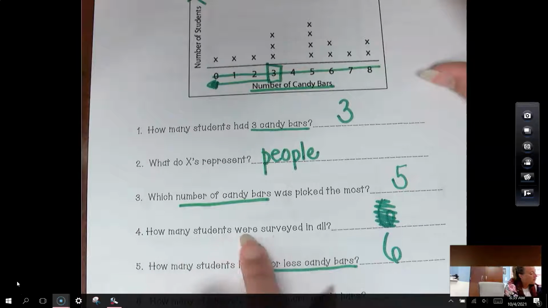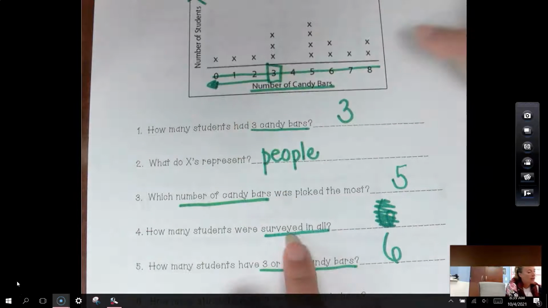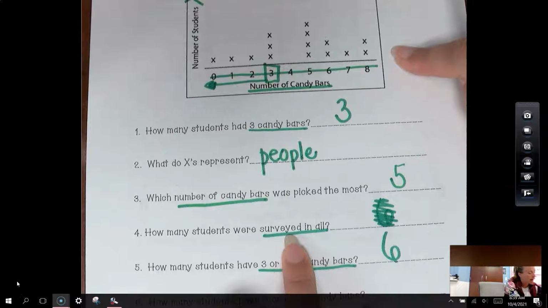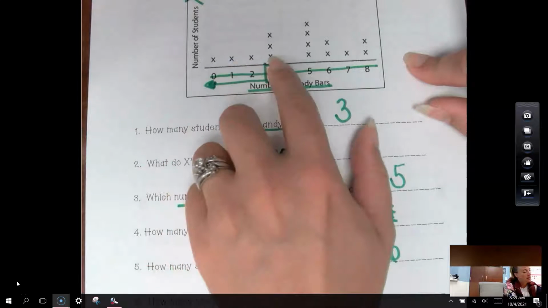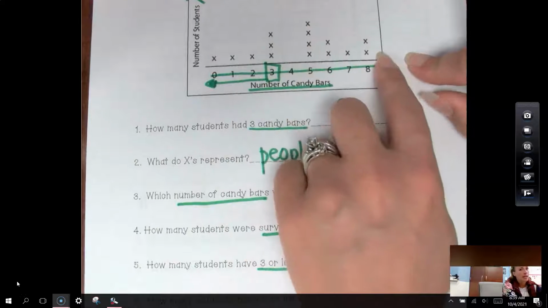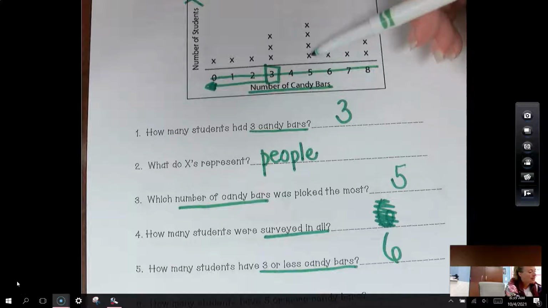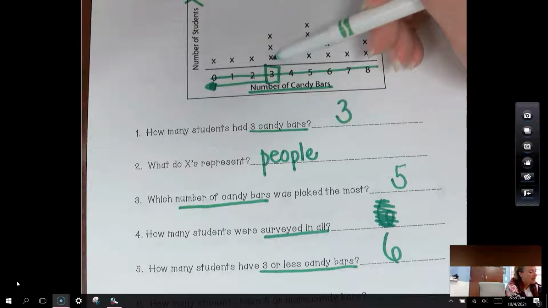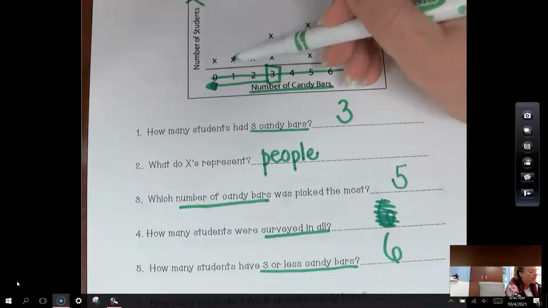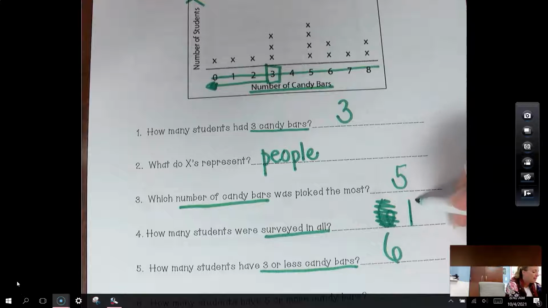How many students were surveyed in all? This is a survey. They were asked how many candy bars did they have. So what would we do to figure out how many kids were surveyed in all? If you said to count the X's, you are exactly right. Remember, each X is a person. So let's count all the X's to find out how many were surveyed in all. 1, 2, 3, 4, 5, 6, 7, 8, 9, 10, 11, 12, 13, 14, 15. There were 15 students in all who did this survey.